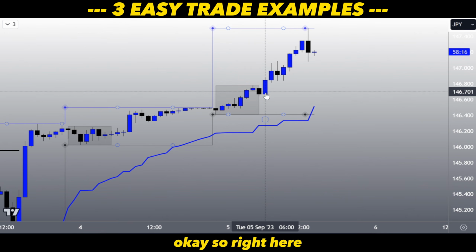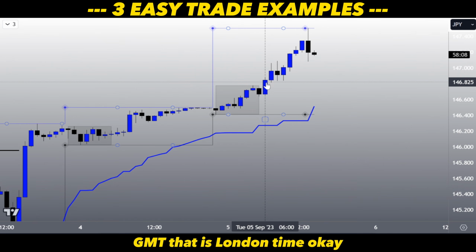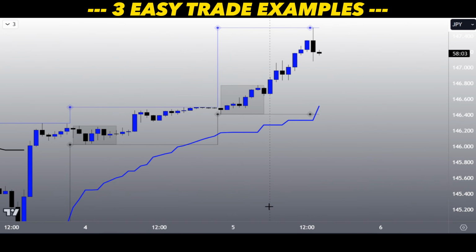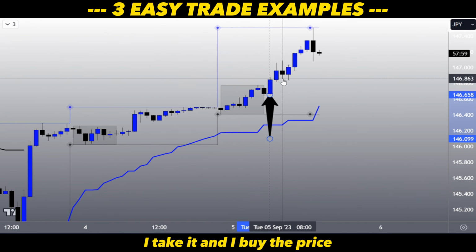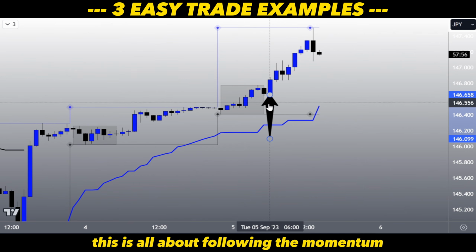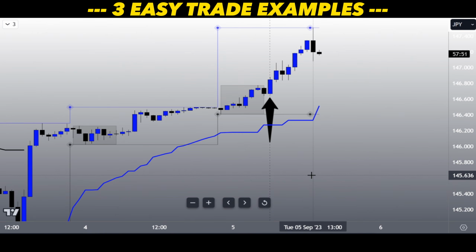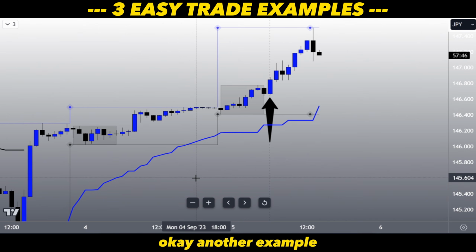Okay, so right here, this is the 6 a.m. candle, which closes at 7 a.m. GMT, that is London time. Okay, once I see this happen, this candle, I just take it. I take it and I buy the price. This is all about following the momentum within the price action. Nothing less and nothing more. Very simple strategy. Okay, another example.